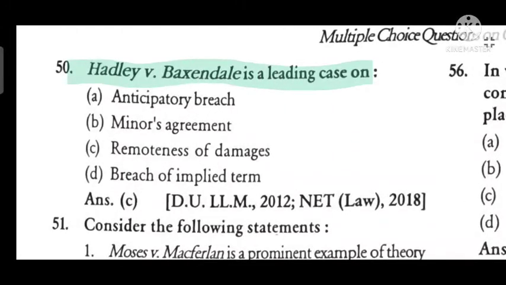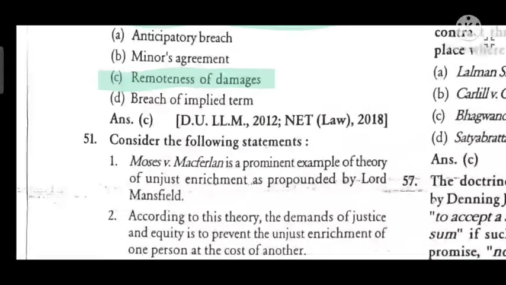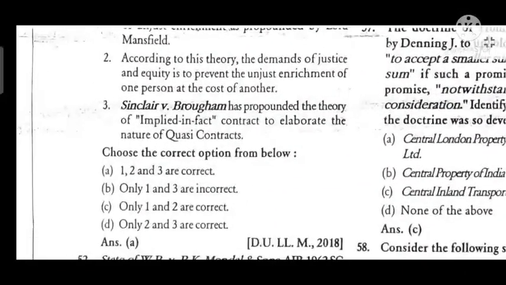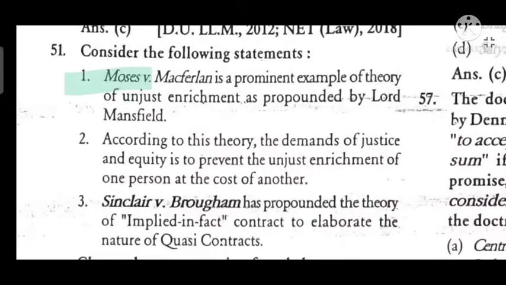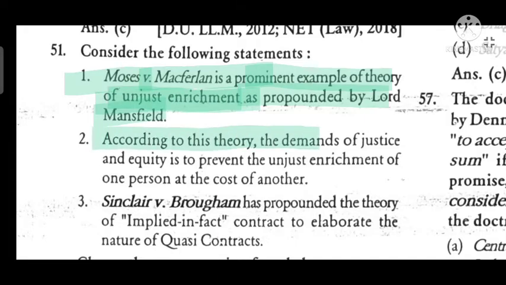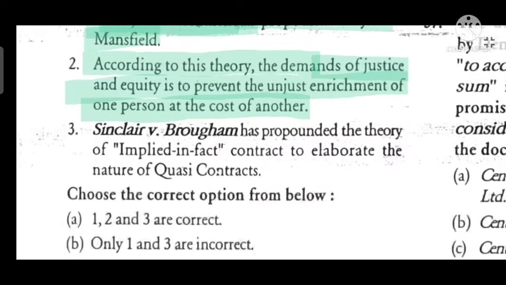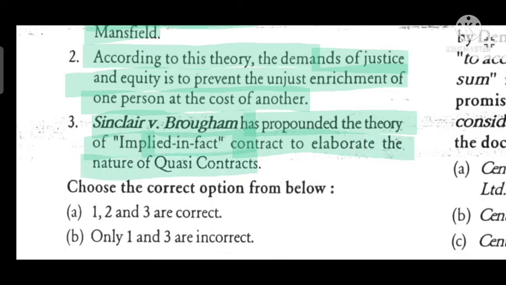Hadley versus Baxendale is the leading case on remoteness of damage. Moses versus Macferlan is a prominent example of the theory of unjust enrichment as propounded by Lord Mansfield. According to the theory, the demand of justice and equity is to prevent the unjust enrichment of one person at the cost of another. Sinclair versus Brougham has propounded the theory of implied in fact contract to elaborate the nature of quasi-contract.